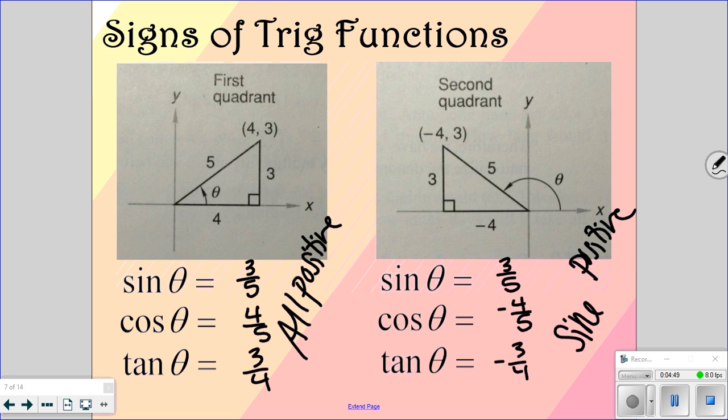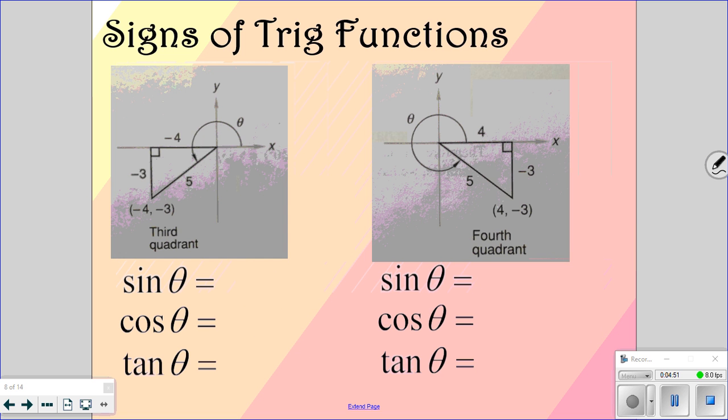Okay, now we're going to look at the third and fourth quadrants. So in the third quadrant, to get to the third quadrant, we're going to have to go left and down. So negative 4 and negative 3. So the sine is negative 3 over 5. The cosine would be negative 4 over 5. And then the tangent would be negative 3 over negative 4, which is actually a positive 3 over 4.